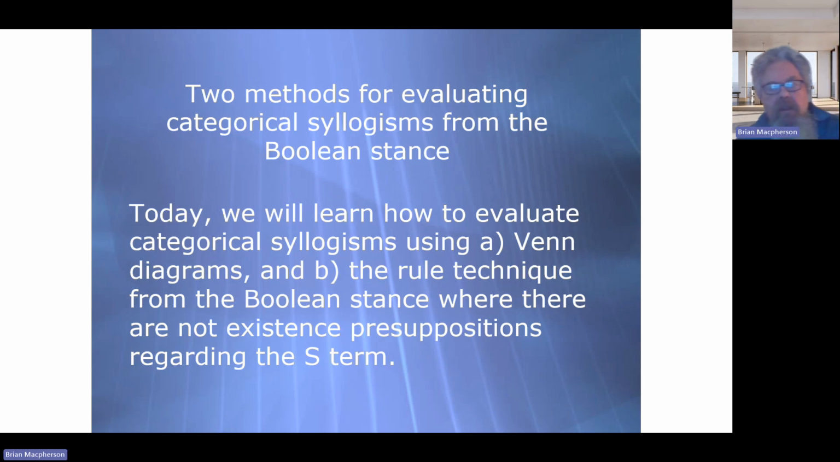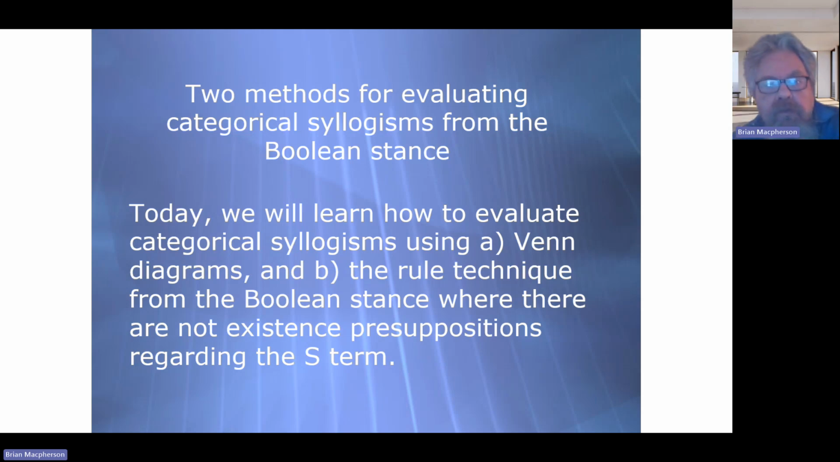Remember last week I distinguished between what is called the Boolean stance and the Aristotelian stance. Those are two different ways of evaluating categorical syllogisms. The Boolean stance does not make any existence presuppositions with respect to the S term. And so all that you have with the Boolean stance are what are called contradictories. You don't have contraries and subcontraries. So what we're going to be looking at this week is how to assess categorical syllogisms using the Boolean stance, okay?